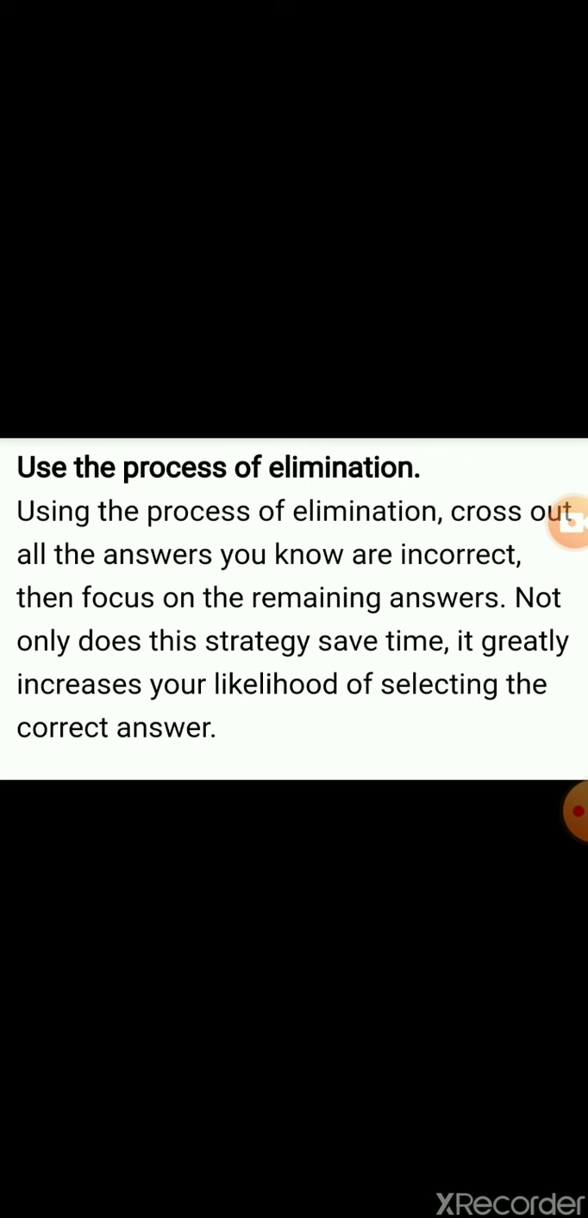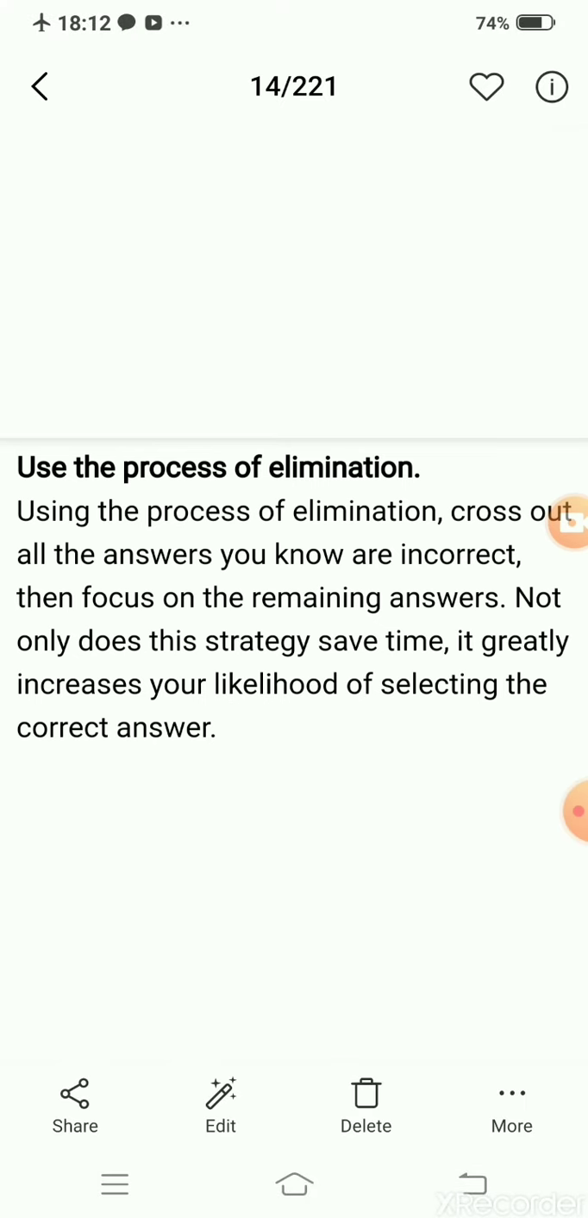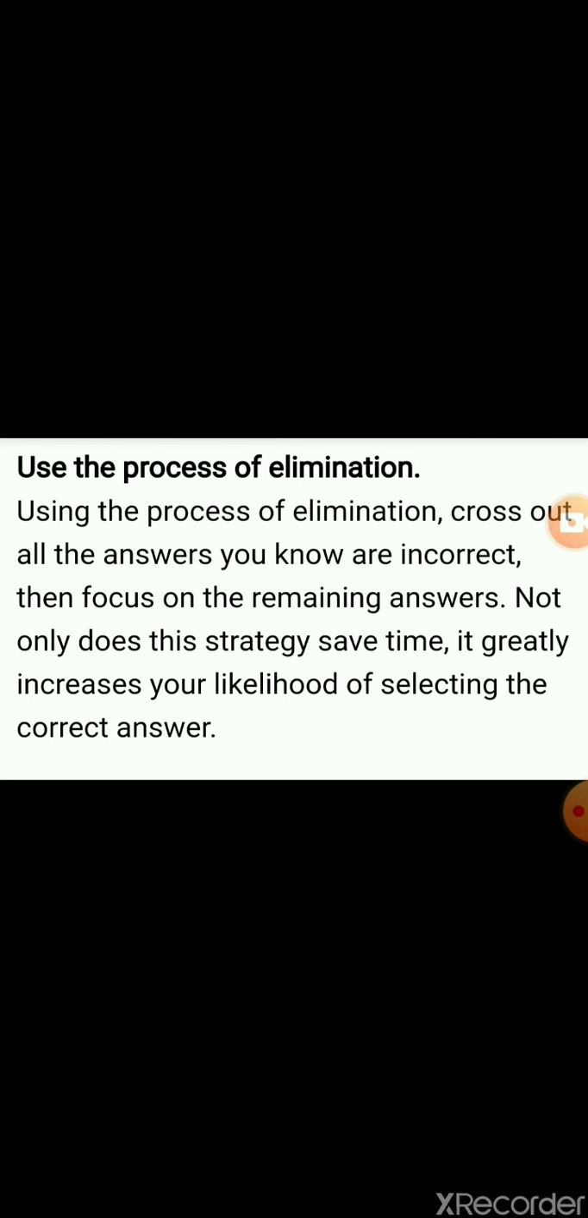Just look at the screen, the way is out. Using the process of elimination, cross out all the answers you know are incorrect. If you have done intensive reading properly, definitely you will get your incorrect answers very fast. Then focus on the remaining answers. Not only does this strategy save your time, yes, it will save your time because you will select very fast, it greatly increases your likelihood of selecting the correct answer.